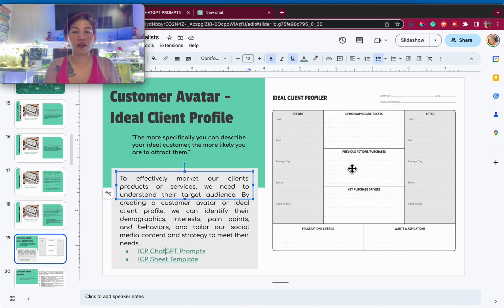That's very important. And when you have done this, make sure that you save that thread on ChatGPT, because you're going to use that same thread to ask it for social media ideas, to ask it for the customer value journey, which we're going to get to in a while. You need that same thread so ChatGPT can always reference the ideal client profile that it generated early on.